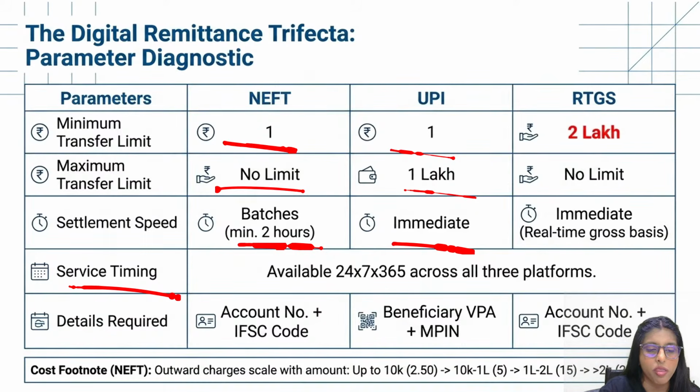NEFT outward charges scale with the amount. Up to 10,000, the charge is 2.50. Above 10,000 up to 1 lakh, it's 5. Between 1 lakh and 2 lakh, it's 15. And above 2 lakh, it's 25. These are the outward charges scaled by amount.